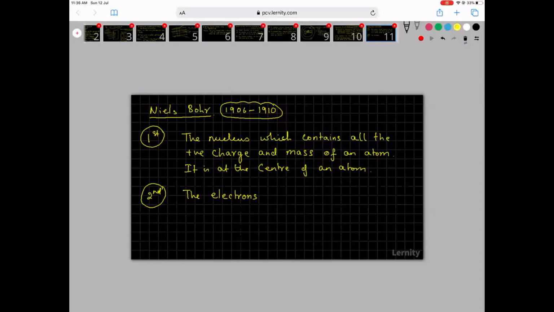Here is the 11th slide. Okay. Now the electrons revolve around the nucleus in fixed circular orbits.